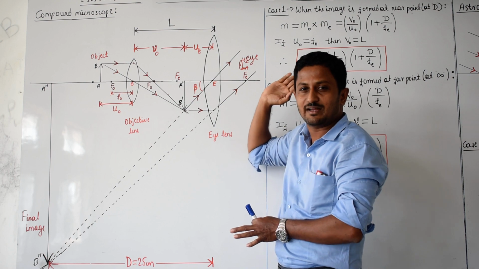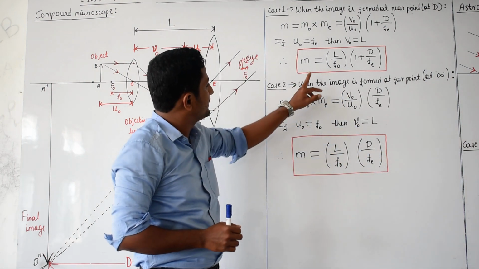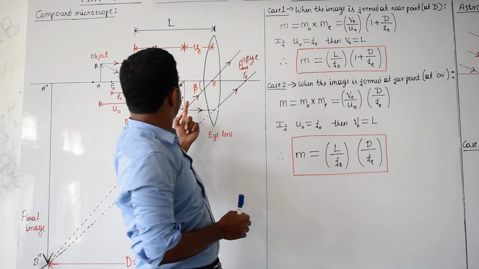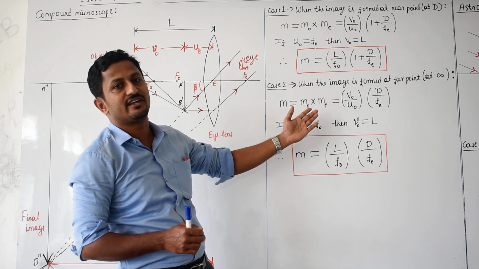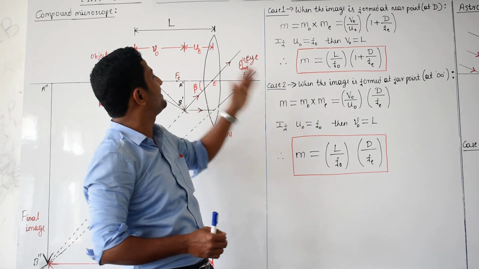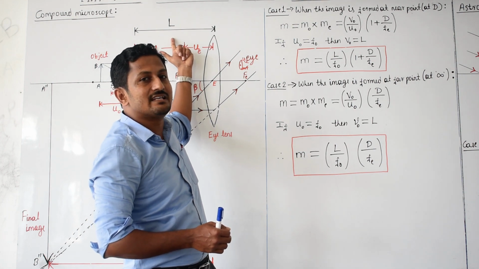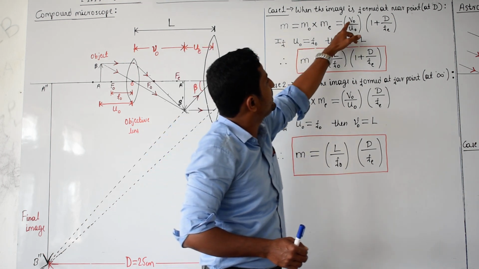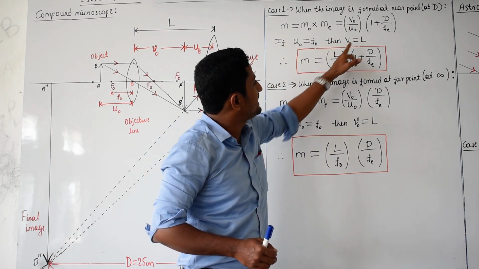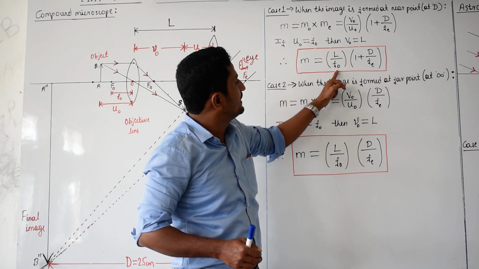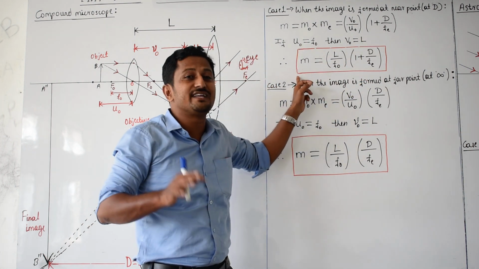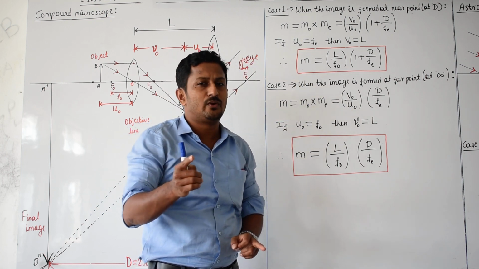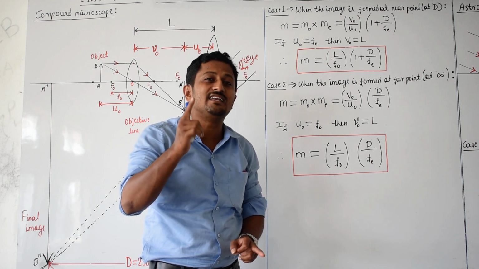It is going away, and we are going to treat it like that. Look here, what I have written. If UO is equal to FO, then VO, this image, is going to be at infinity. In this instrument, that infinite distance we treat as L. Substitute them here: M equal to VO by UO, VO is L, UO is FO, into that as usual. This is the final formula for the magnification of a compound microscope when the image is formed at near point.